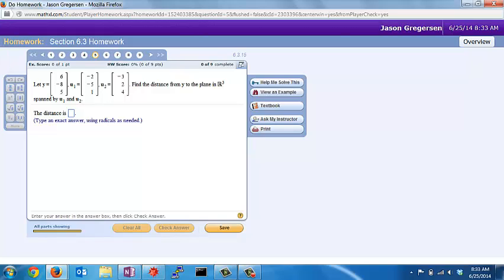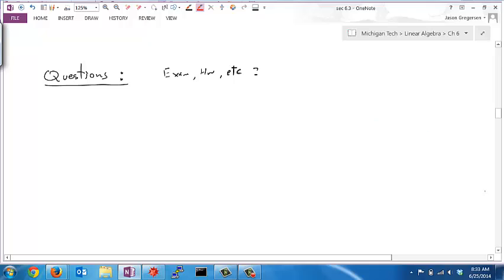Okay. Find the distance from Y to the plane in R3 spanned by U1 and U2. So they want the distance from Y to this other plane. Let's sketch out how we... So are you looking for how to kind of start this problem or some of the actual calculation in it?